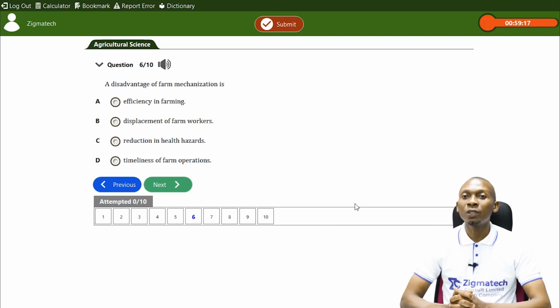Timeliness of farm operation is also an advantage, but displacement of farm workers is a disadvantage because what one farm machine operator can do using the machine, several workers would have to do. And so if you get your machines, you don't need several workers to carry out some farming activities. So that leads to displacement of workers. So the answer is B, as a disadvantage of farm mechanization.